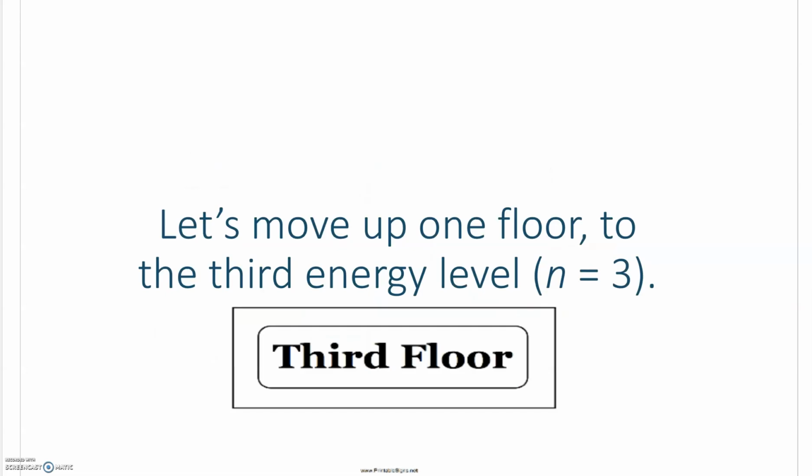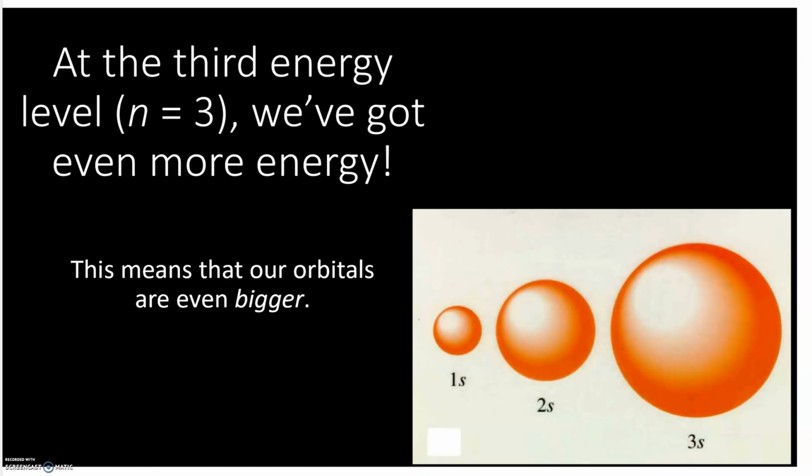Okay. We've been on the first floor, we've been on the second floor, and now we're going to go up to the third floor, where n equals 3. At the third energy level, we've got even more energy, and that means we've got more room. Our orbitals are even bigger. Here's what the 1s looks like. At the first energy level, the second s orbital is exactly the same shape, but bigger. Well, now we're on the third floor, and that means that our 3s is even bigger. Even though it's bigger, the 3s can only hold 2 electrons.